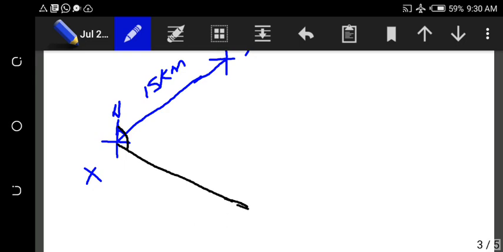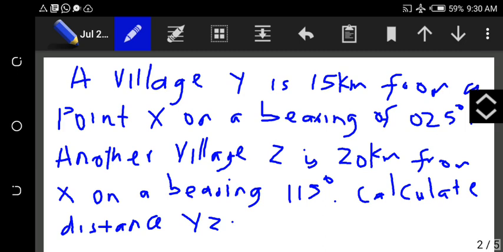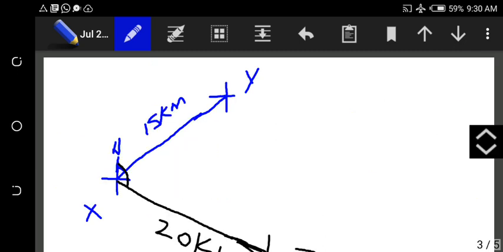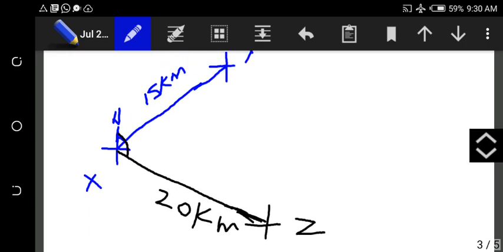Let's draw it a bit further. 20 should be bigger than 15. So we have the town Z there, which is 20 kilometers away from X. This is 15 kilometers away from X. Back to the equation. Calculate the distance YZ. Therefore, we're looking for the distance between Y and Z. We're looking for here to here. YZ. This is what we're looking for.